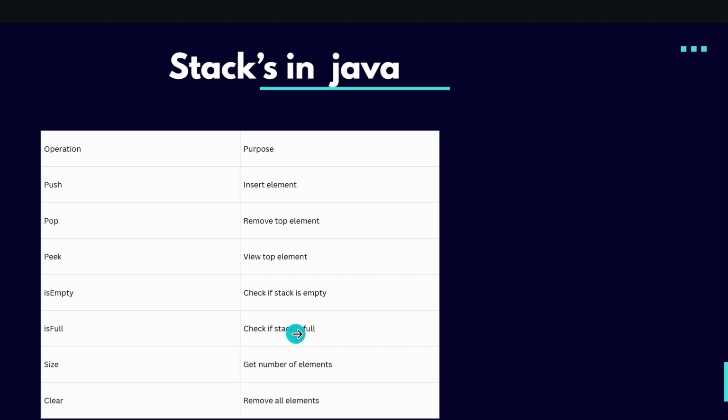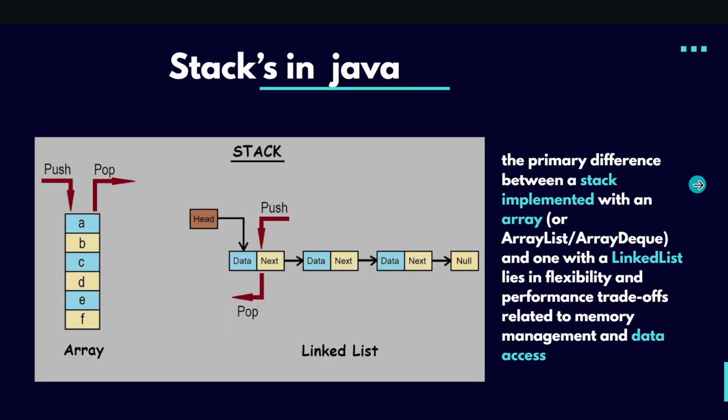If that stack is full, you are going to get a stack overflow error that we need to show as a custom message to the user. So we have size, so we can get the number of elements that we have in the stack, and we can clear all the elements, remove all the elements. But majorly we are going to use these three.